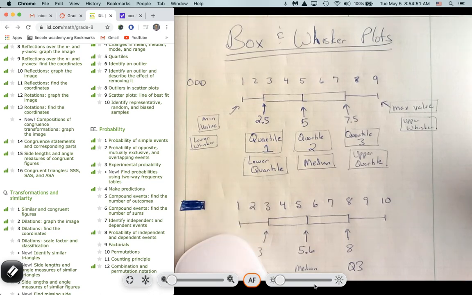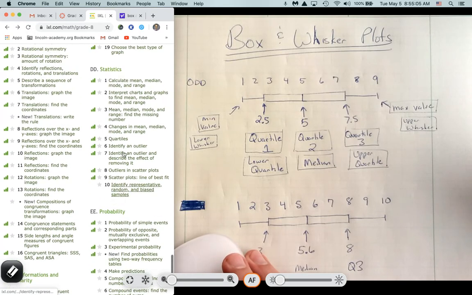Good afternoon, students. Today we're going to talk about box and whisker plots, specifically dealing just with what we call quartile 1, quartile 2, and quartile 3. This will be this lesson right here under DD where it says quartiles.